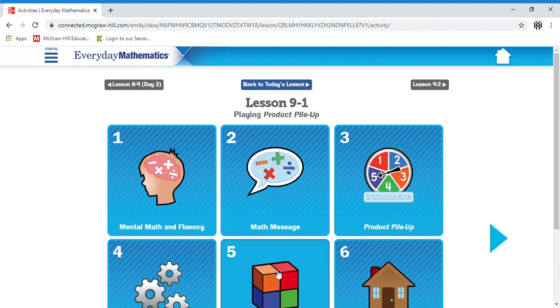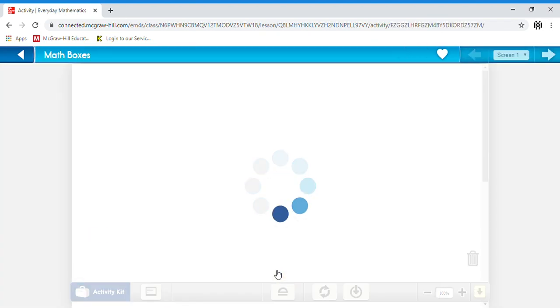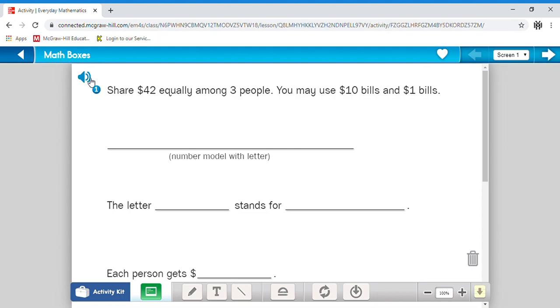And then the 5th box here are math boxes. Again, you can press this to listen to it. You're going to solve it. And remember, you want to click this button to save your work so your teacher can make sure that they're checking your work for you.